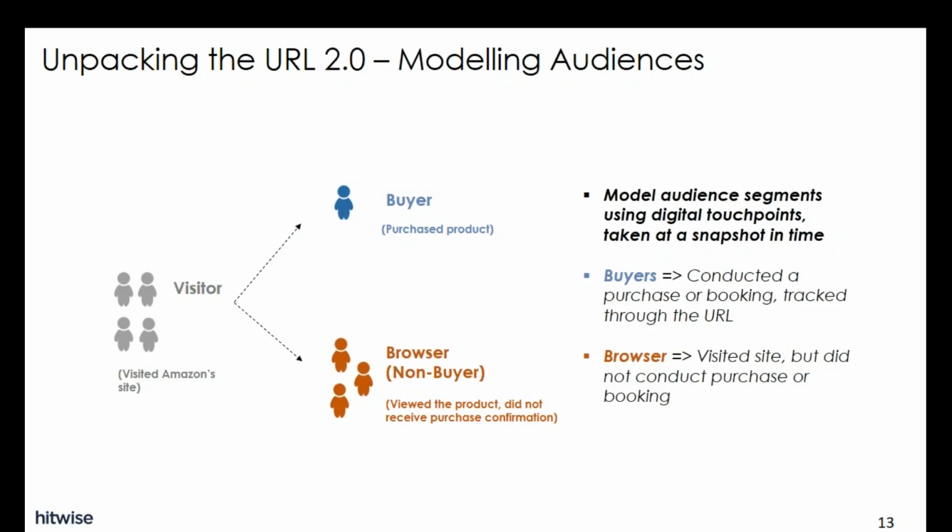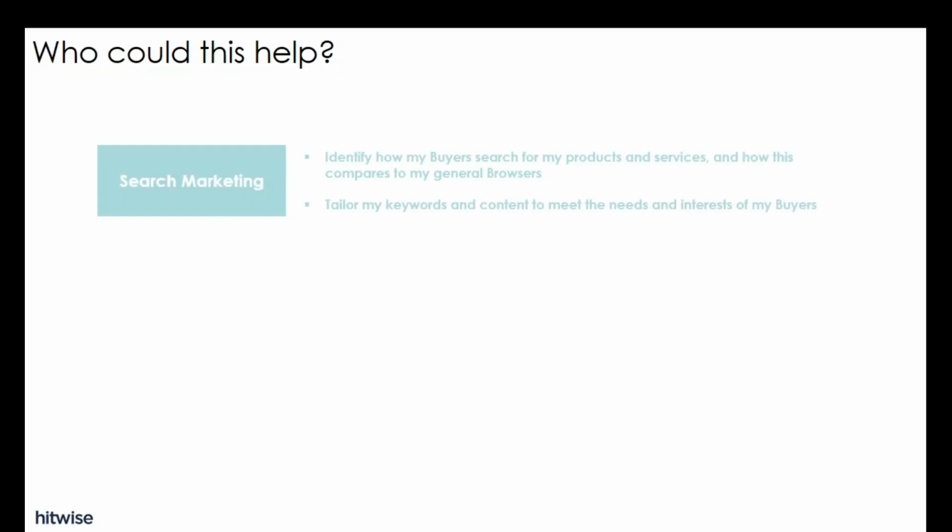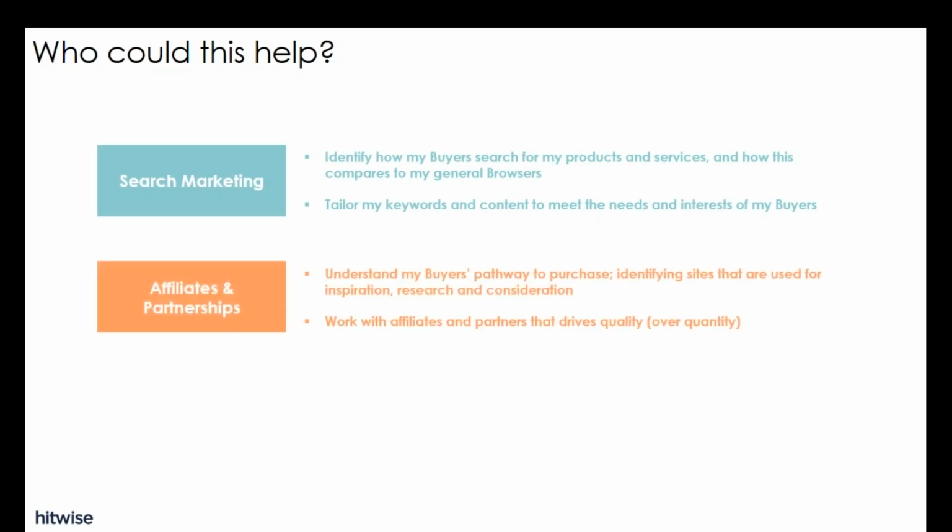So who would find this information useful? These audience insights have direct implications for a number of teams. So for example, if we take search marketing, by understanding how your buyers search for relevant products and services and how they differ to your general browser, you'll be able to tailor your keywords and content. If we take affiliates, by understanding your buyer's purchase journey and identifying sites that they use to research and consider, you'll be able to strategically select partners that drive quality over quantity to your site.